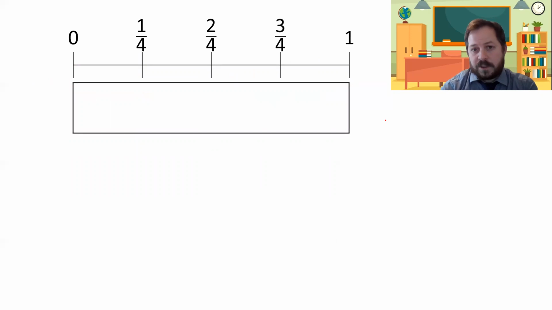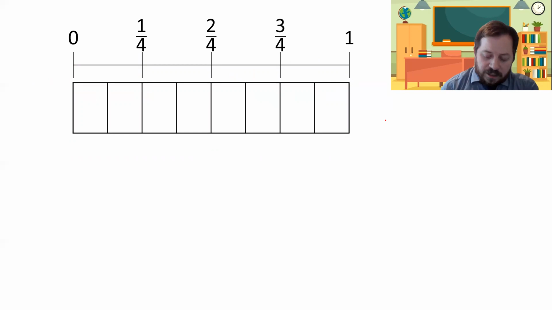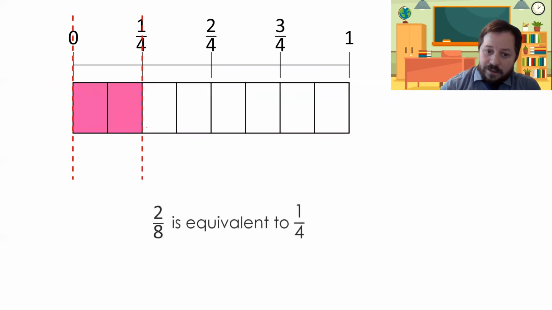Here we've got a number line which goes from 0 to 1, split into quarters. And then each one of those, you'll notice, is split into half. So 1, 2, 3, 4, 5, 6, 7, 8. We have 8 of them. Of those, these 2 are the same as a quarter. So in that regard, the 2/8 is equivalent to a quarter. Here's 2/8, and that's the same as a quarter.